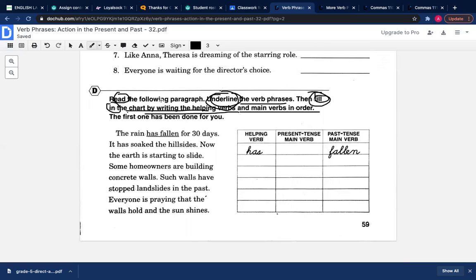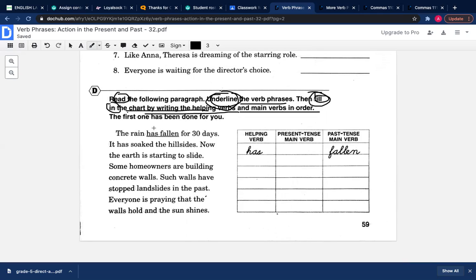Okay, the first one was done for us. We needed to read the paragraph. Now we need to underline the verb phrases. All right, the first one was done. The rain, that's our subject, has fallen. Okay, so fallen, I know that ends with an en. That must indicate that it's past tense. It happened before. It has fallen in the past. It fell for 30 days, it says.